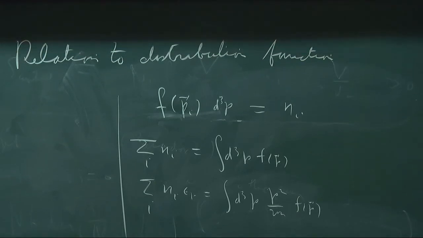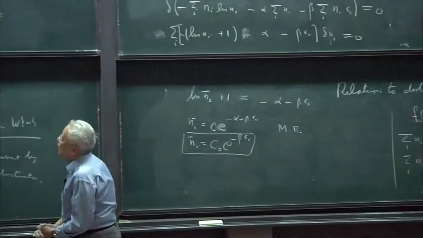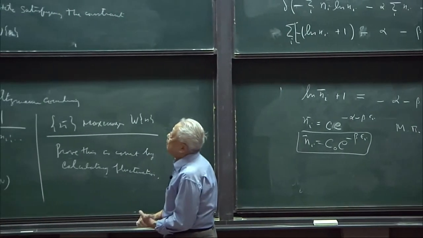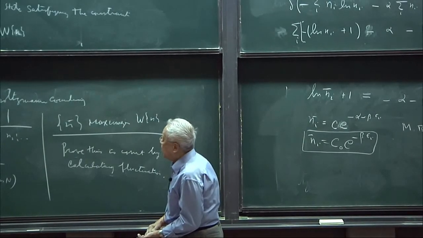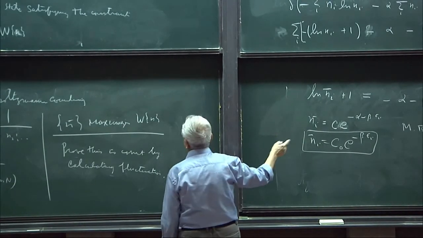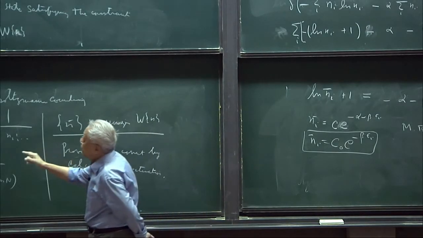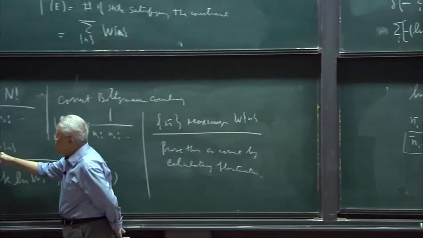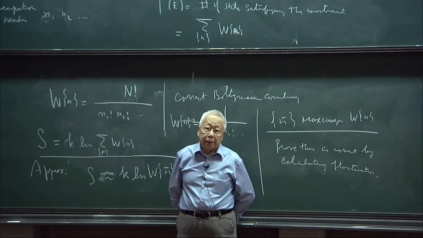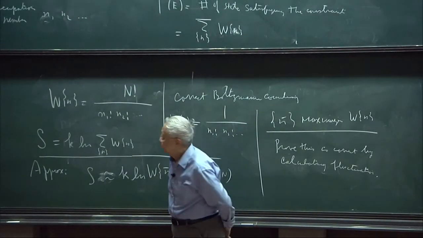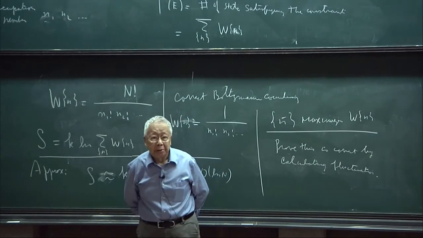So this is probably a better way of deriving the result. Having done this, I just plug this back into W, and I just plug it in this formula to get the entropy. You get the same entropy we calculated for the ideal gas. So you get the same thermodynamics as before.